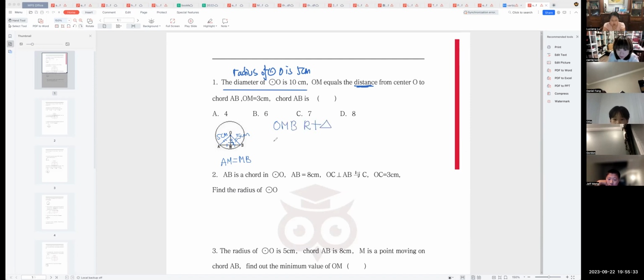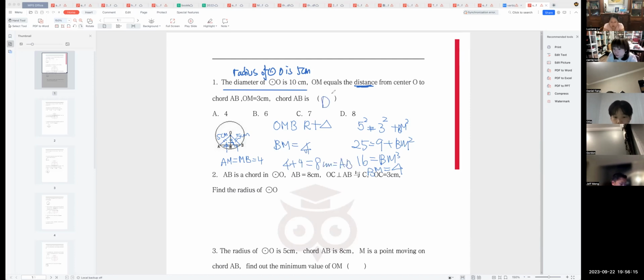So who can tell me the measurement of MB or BM? Because OB squared, 5 squared, equals 3 squared plus BM squared. Correct, everybody? So 25 equals 9 plus BM squared. So 16 equals BM squared. So BM equals what, everybody? Equals 4. So BM equals 4, and AM also equals 4. So AB equals 4 plus 4 equals 8 centimeters. So the answer is D. Do you get it, everybody?